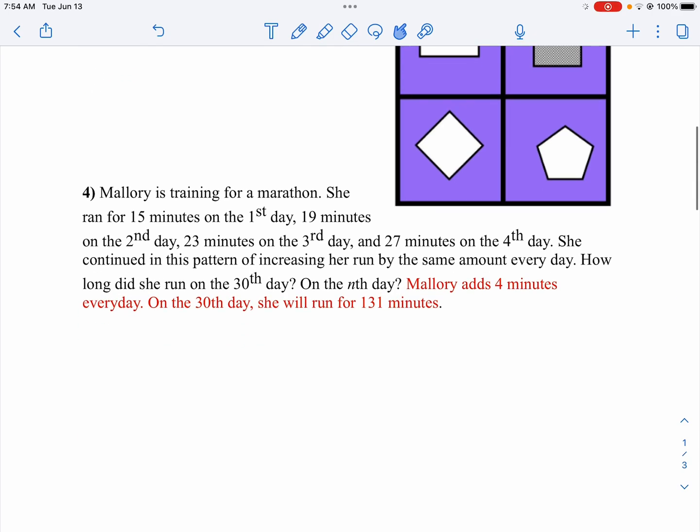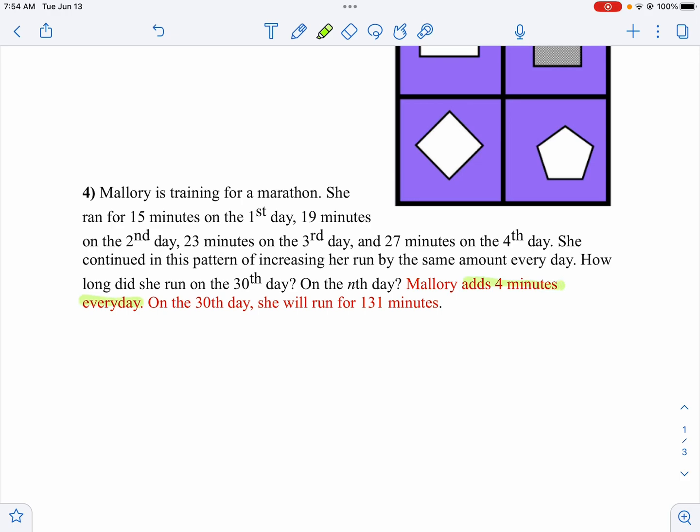If we take a look at number 4 here, we got Mallory. She's training for a marathon. And the way she trains for the marathon is she goes out and she runs 15 minutes on her first day. And then she runs 19 minutes on her second day, 23 minutes on her third day, and 27 minutes on her fourth day. So the pattern is she's going to be adding 4 minutes every day.